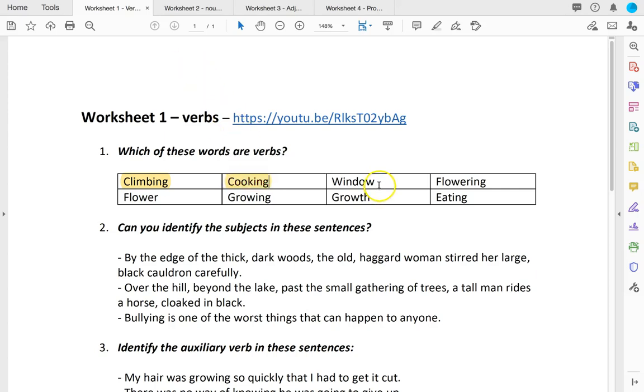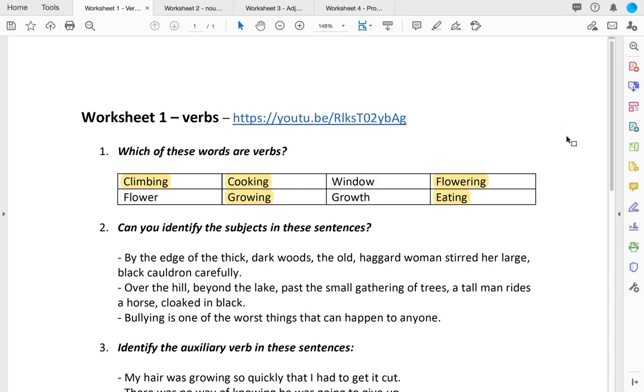Window is a noun. Nothing is happening with that window, so that's not a verb. Flowering is a verb. You're going to see a pattern here with ing. Flower is a thing, it's a noun, it's not a verb. Growing is a verb. Growth is the noun form of growing, so that's not a verb, that's something that has already happened. And eating is a verb.